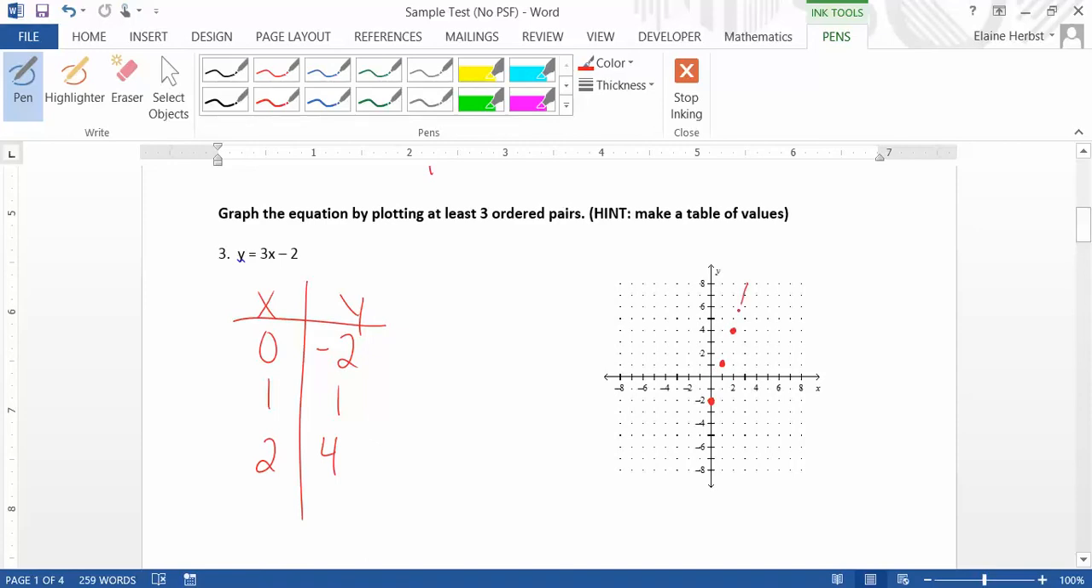Remember, these are supposed to make a line. If the ordered pairs you picked don't make a line, then you've got an error somewhere. Now remember, you may not have picked the same x values that I did, but your line should look exactly like mine.